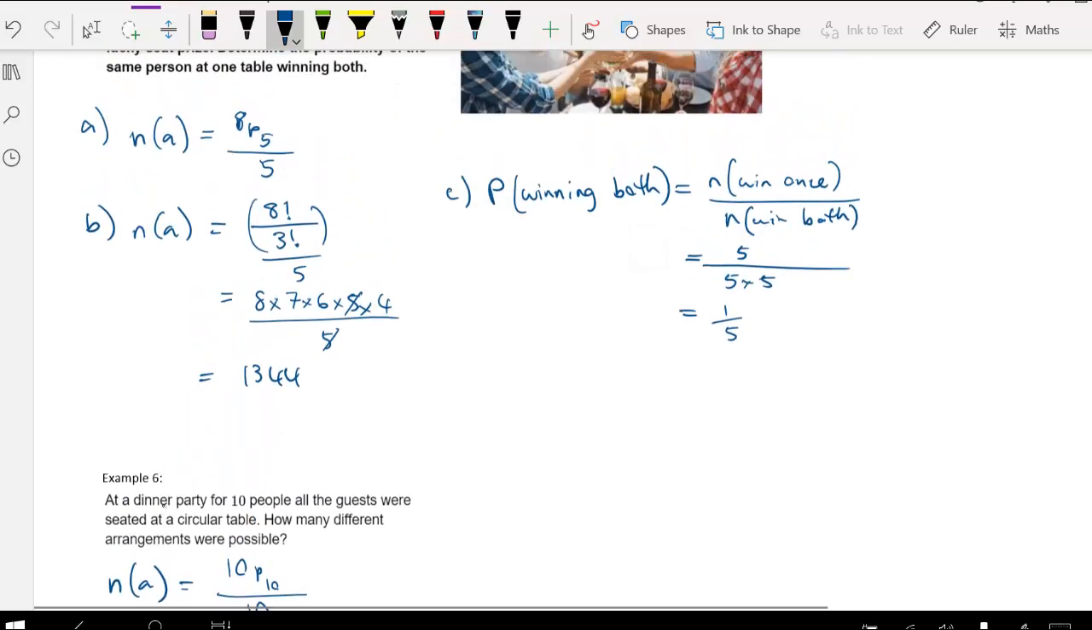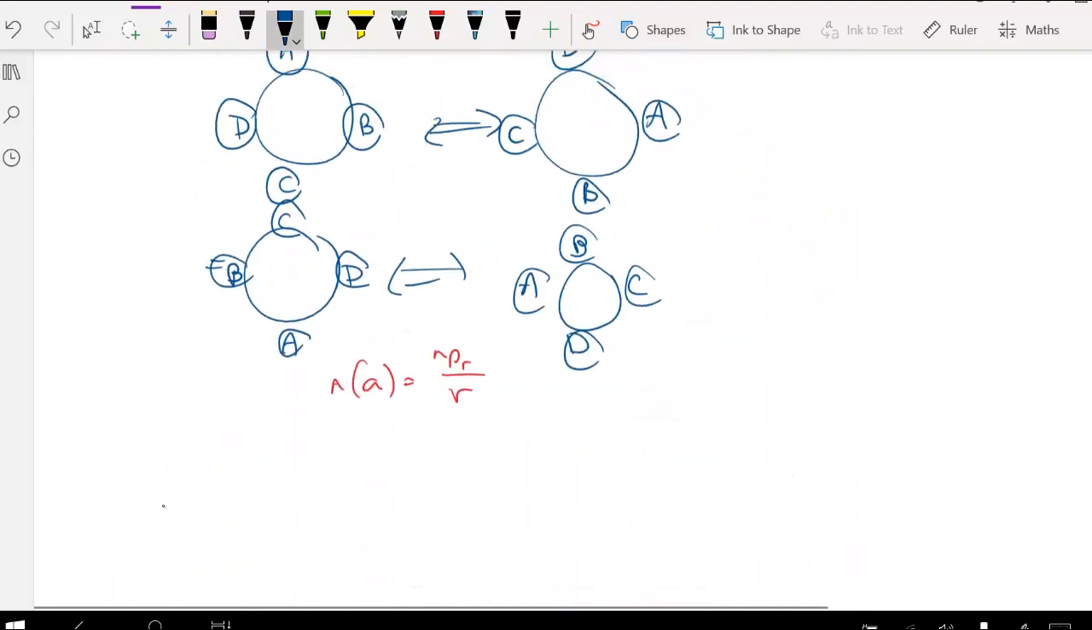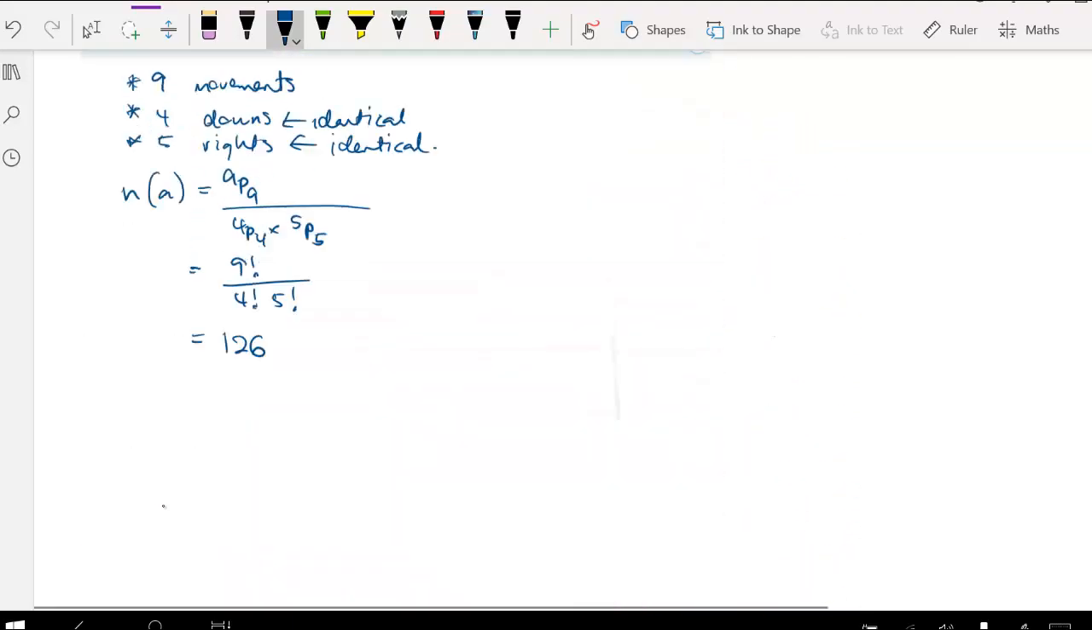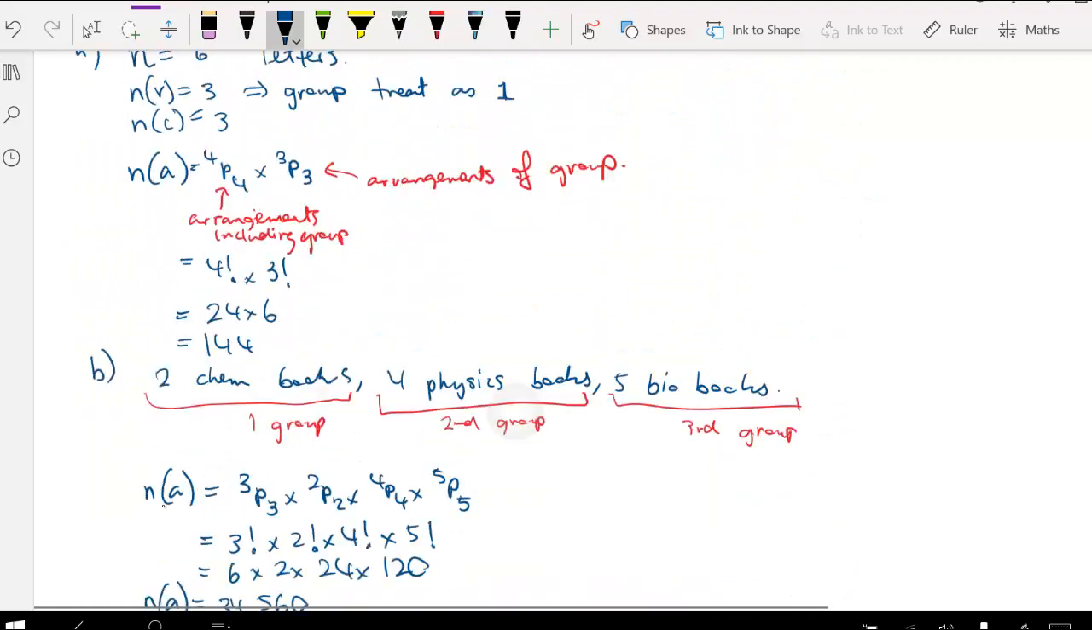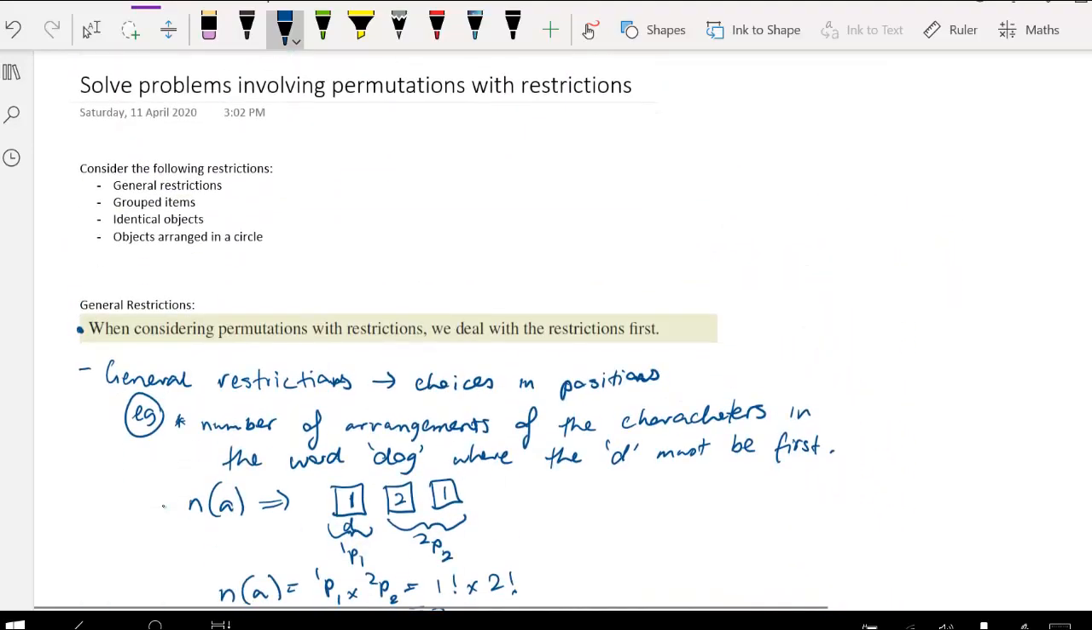Okay, so that concludes our lesson. Hopefully you can see the difference between those specific restrictions. So it comes down to having a strategy for general restrictions, grouped items, identical objects, and then objects arranged in a circle. And of course, any combination of these or combination with different addition and multiplication rule scenarios.